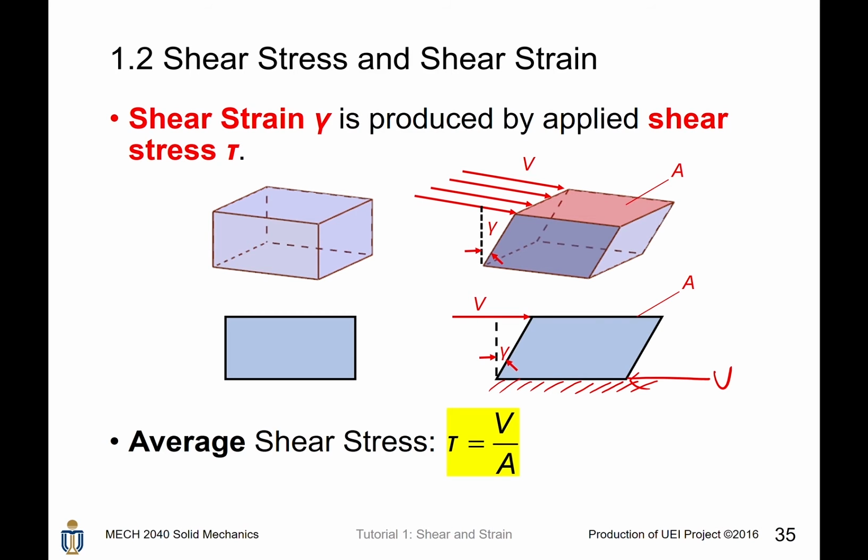When you apply the shear force V onto a surface, there will be shear stress on it. However, the same as direct stress, shear stress on the surface is very often uneven. Therefore, we can compute the average shear stress, which is given by tau equals V divided by A. This definition is very similar to what we just discussed, which is sigma equals P divided by A.